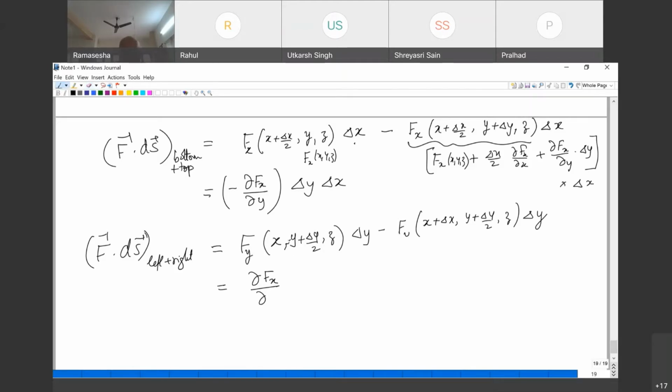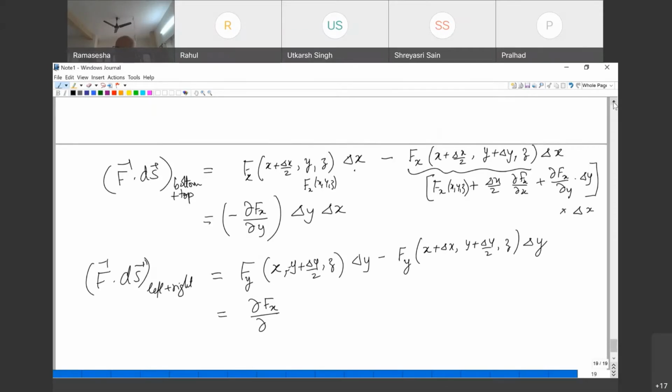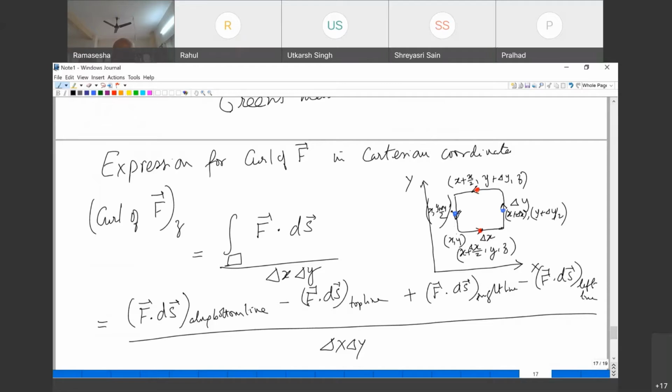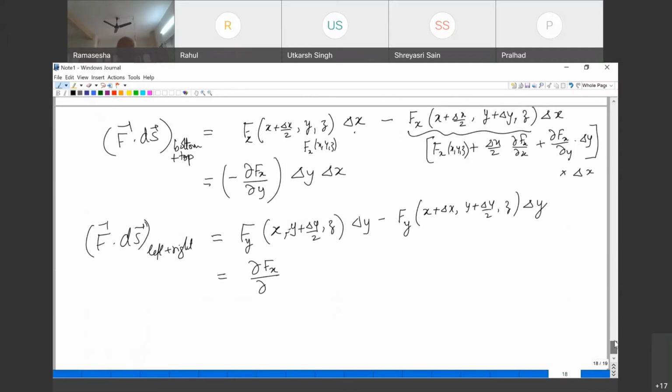Because I'm moving in the y direction. You see that? I'm moving in the y direction. So f dot y is fy. Okay. So I made a mistake there earlier.